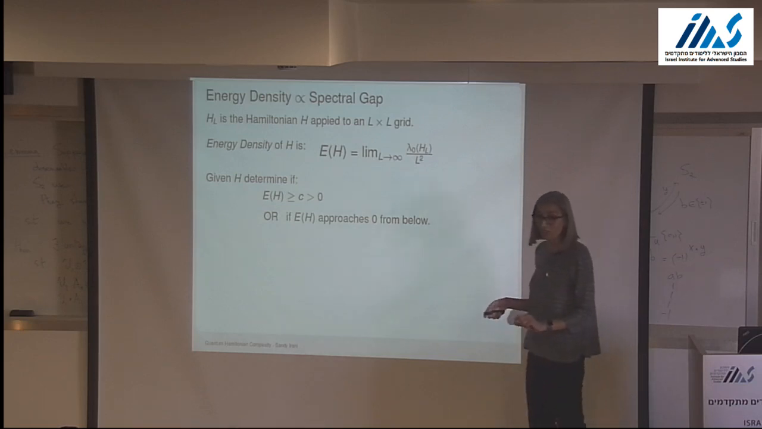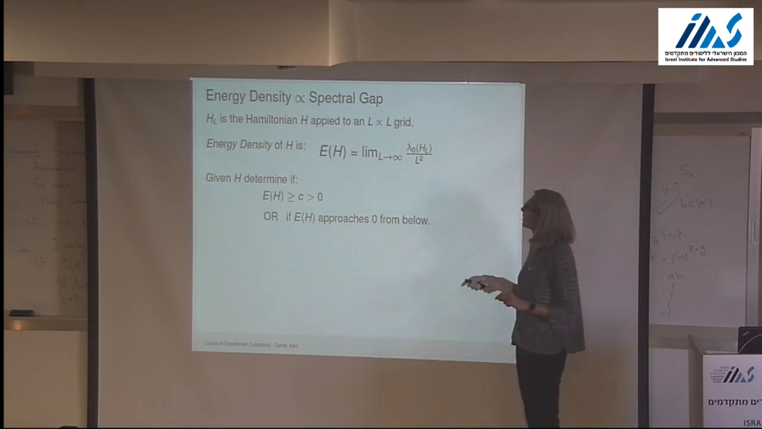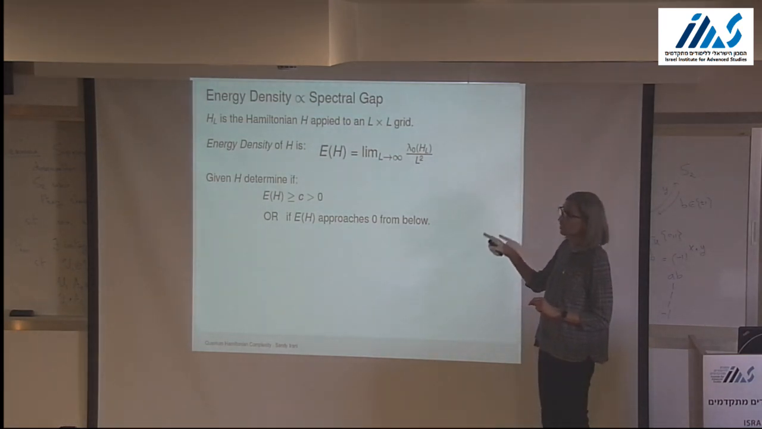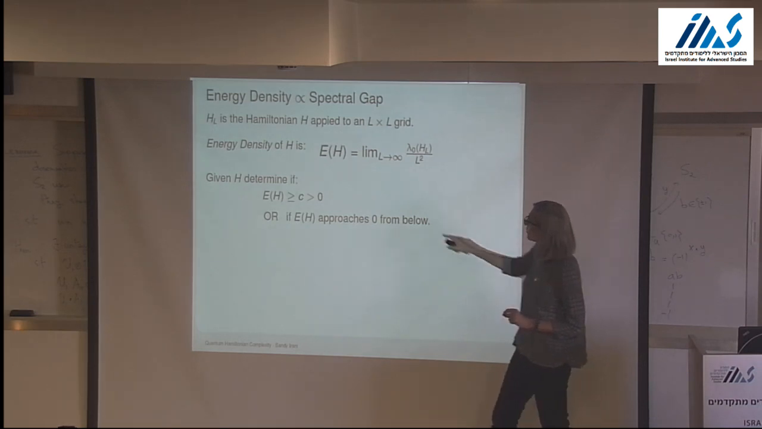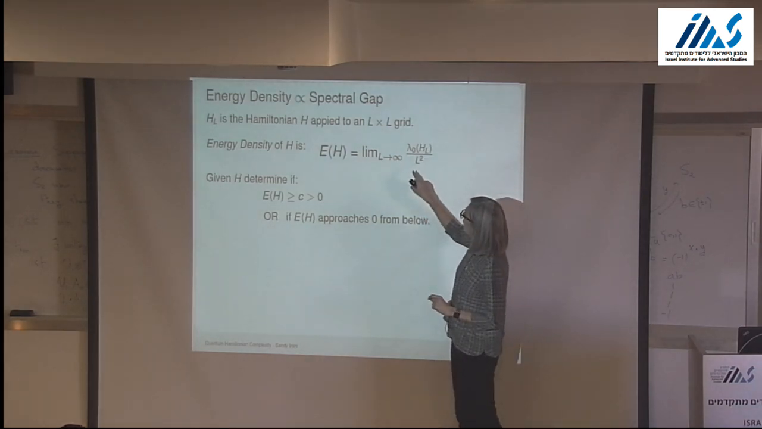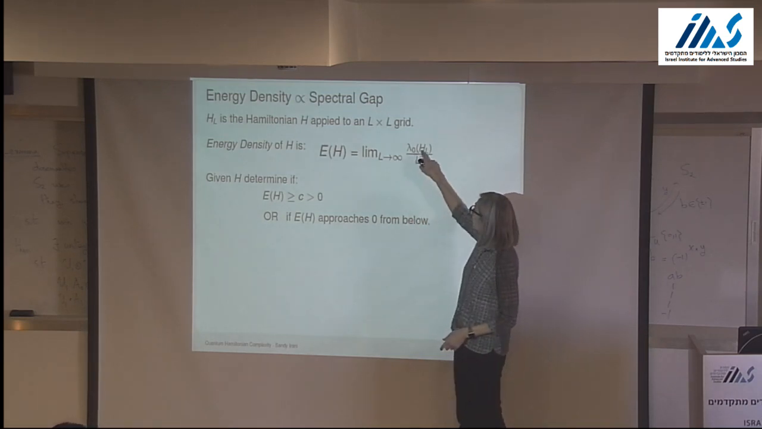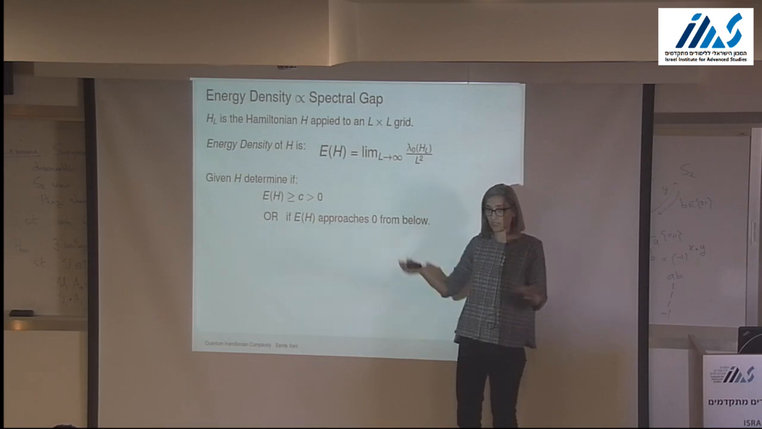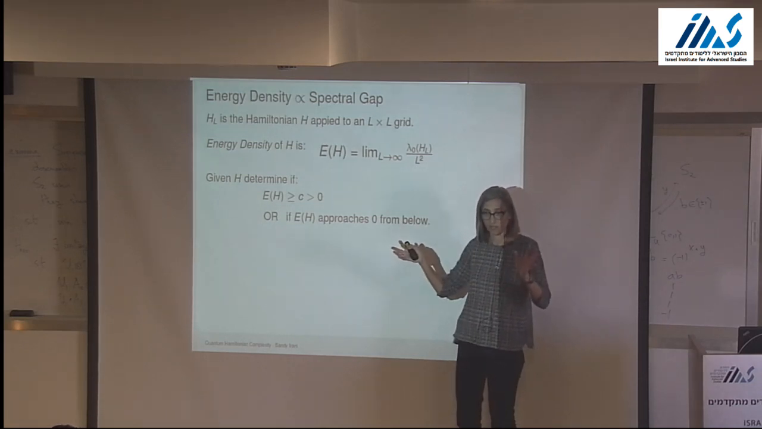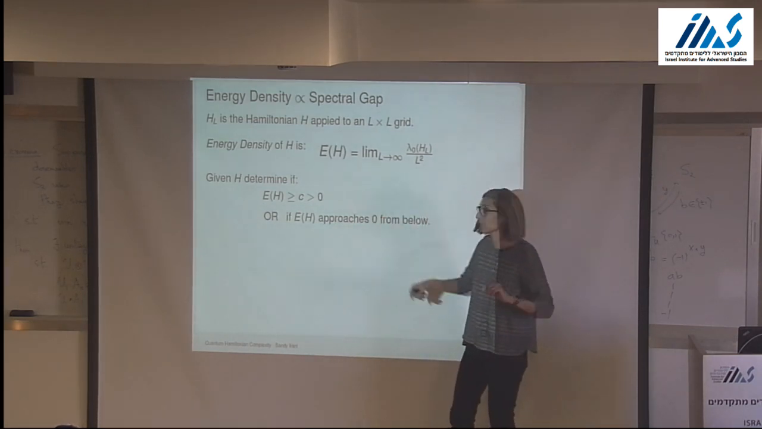So the first thing they do, I'm going to just sketch what they do very quickly. The first thing they do is that they reduce energy density to spectral gap. In other words, the energy density is if I take my local Hamiltonian on an L by L grid, look at the smallest energy eigenvalue and divide by L squared. So this is the smallest energy density on an L by L square, and I let that L go to infinity. So this is the energy density in the thermodynamic limit, okay?